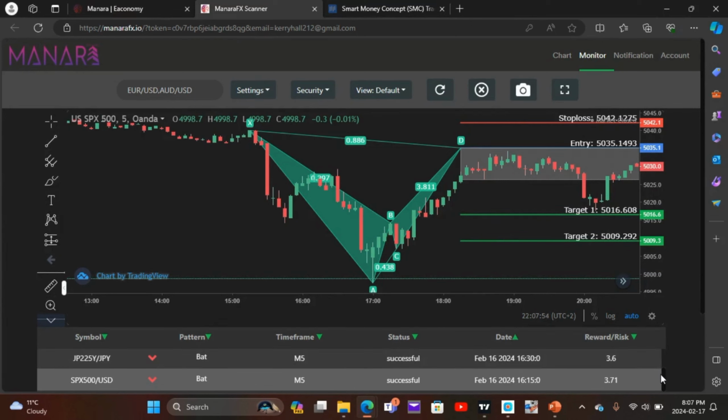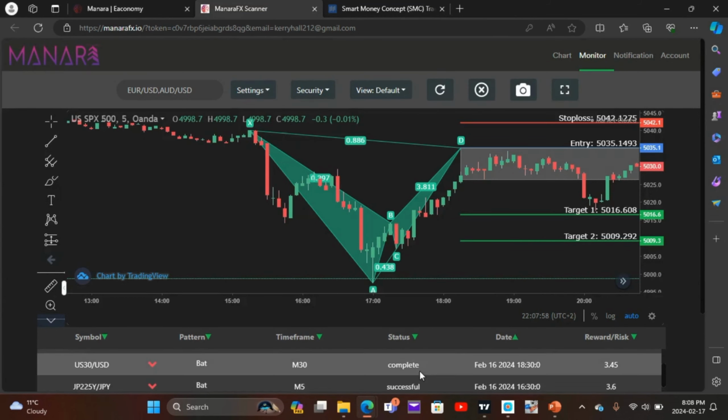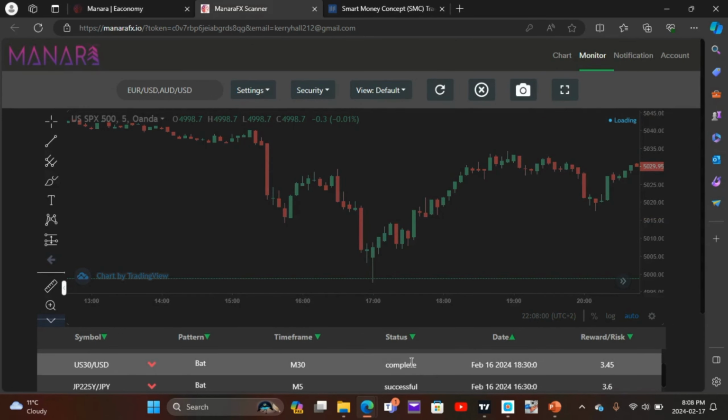Now, let's take a look at the S&P 500. That also was quite successful. It hit TP1. It has not yet touched TP2, but that's still a successful trade because it hit the target that was intended. Let's go back up to the US 30 that showed complete.